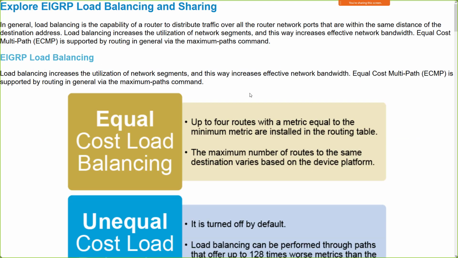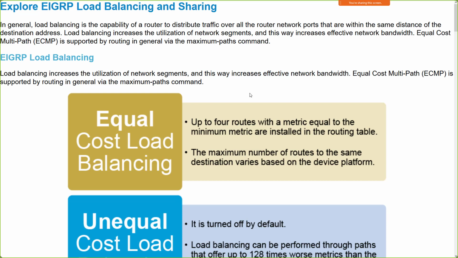So as we talked about many, many times throughout this discussion, EIGRP is the only protocol that supports equal cost and unequal cost load balancing. Equal cost load balancing is turned on by default. Like I said, in IPv4, up to 4 paths can be load balanced by default.